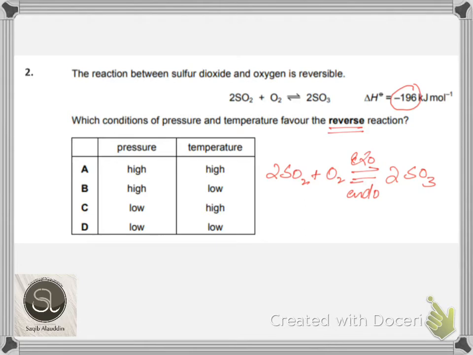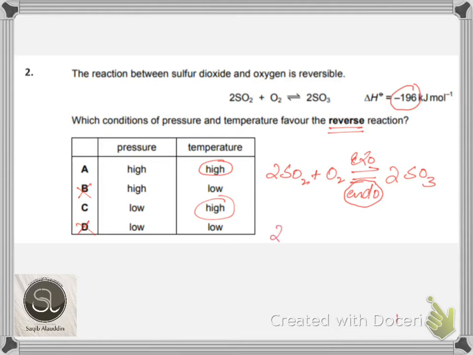Okay, let's deal with temperature first. Remember, according to Le Chatelier's principle, when you increase the temperature, the endothermic side, which is the backward side, is favored. So when you increase temperature, that means the temperature becomes high. The backward reaction, the endothermic reaction, the reverse reaction is favored. So it's either option number A or option number C, because option B and option D go out of question. Because according to Le Chatelier's principle, when you increase temperature, endothermic reaction, which is reverse in this case, is favored.